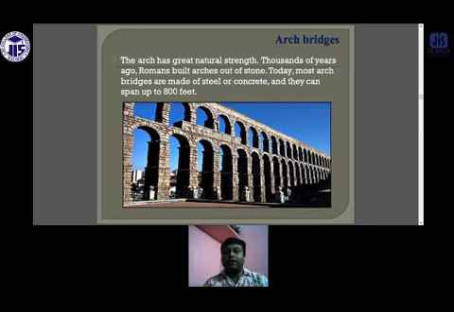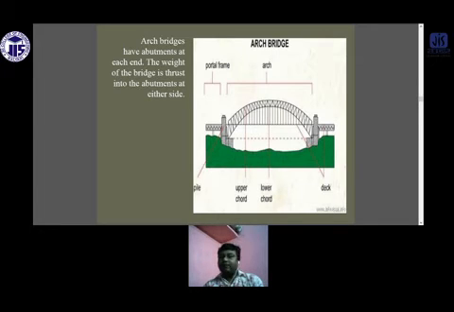This one is the arch bridge. This is a very ancient type of bridge. 1,000 years ago, Romans built the arch out of stone, and this is a stone type of bridge. Today, most arch bridges are made up of steel or concrete, and they can span up to 800 feet. So this is the arch type of bridge.